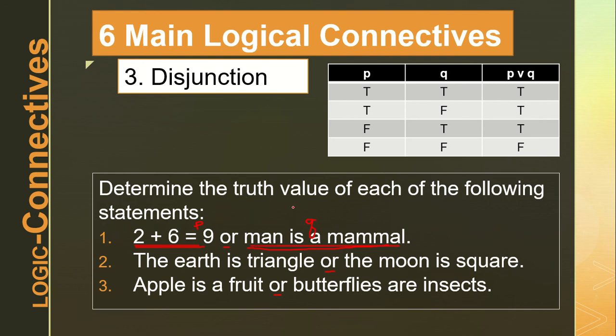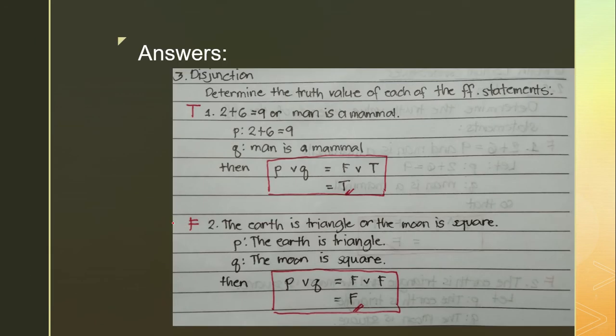Now we have 2 plus 6 is equal to 9 is false. Man is a mammal is true. Then we have P or Q. Now we'll evaluate this. We have here false, then we have true, and the answer is true. Therefore, this one is true. Okay, we have the solution. Now for number one, this is true. For number two, both are false. So that's false.